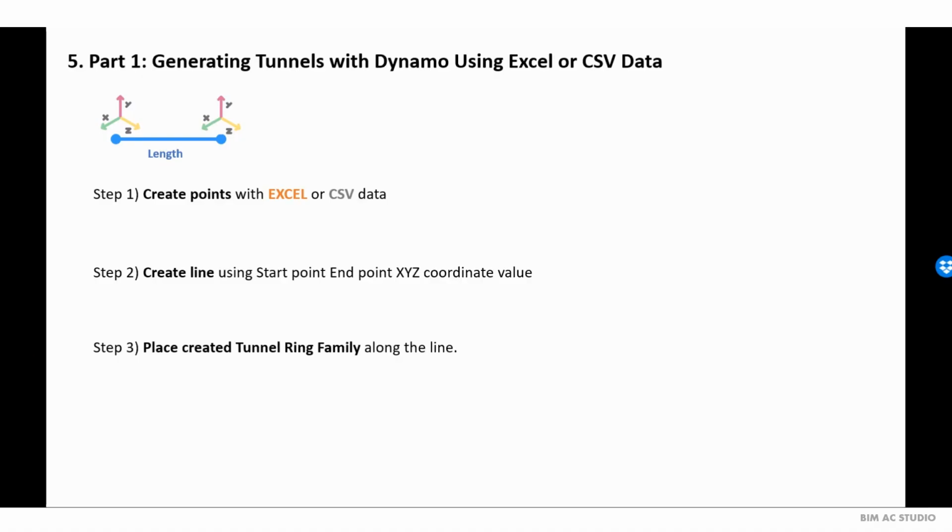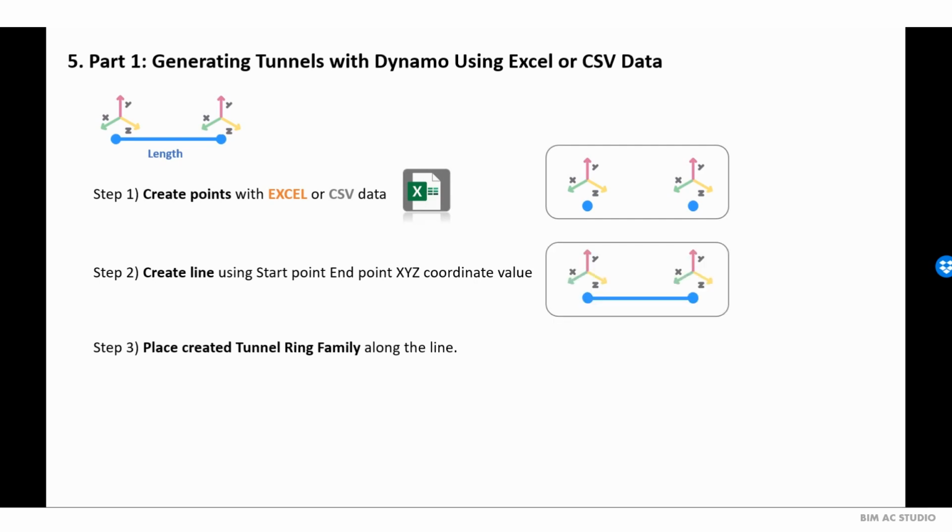Alright, so after the concept of wood lot, here's content number 5, part 1 of generating tenor with Dynamo using Excel or CSV data. So step number 1, we need to create a point with Excel or CSV data. And then step number 2, we need to create a line using the start point, end point, XYZ coordinate value.